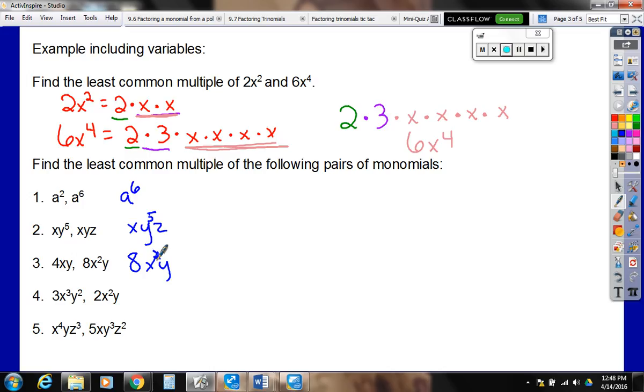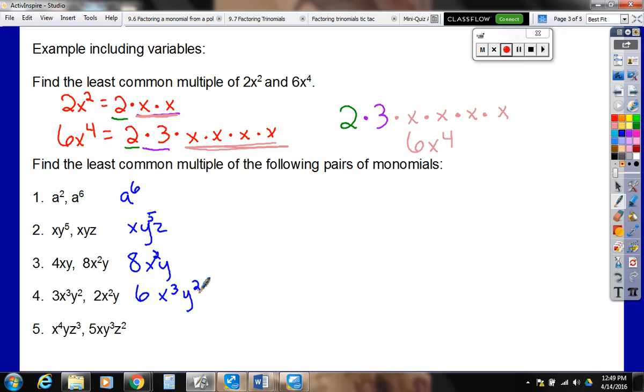Emily, next one. What's the least common multiple of 3 and 2? Good. And what variables do we have? X and y. Good. X to the 3rd, y to the 2nd. We have x and y in both. The biggest exponent on the x is 3, and the biggest exponent on the y is 2.